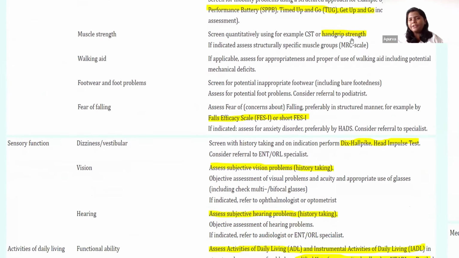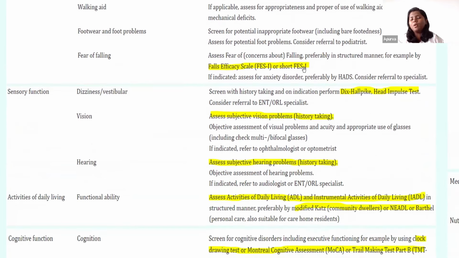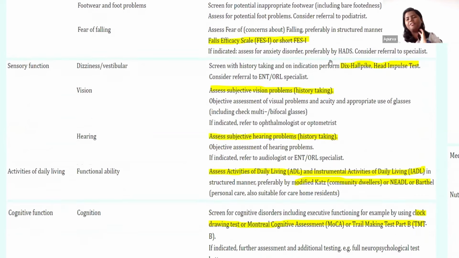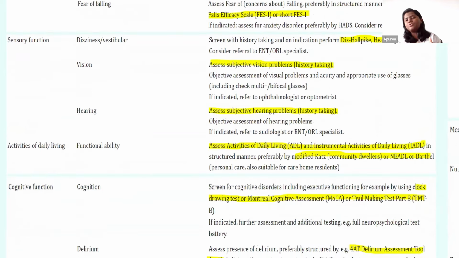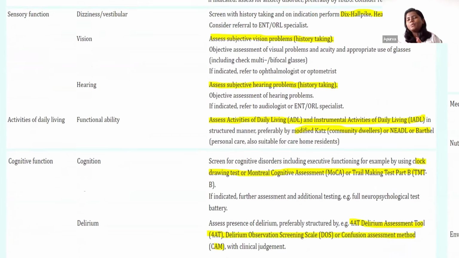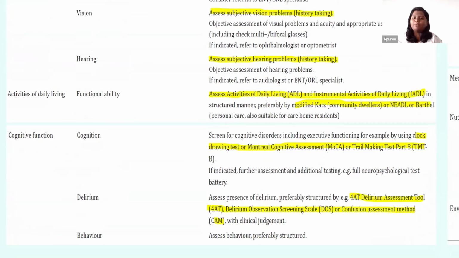Muscle strength can be assessed with hand grip strength assessment. Fear of falling should be assessed with the FES scale. Any issues with the vestibular system should be assessed via the Dix-Hallpike maneuver. Vision problems should be assessed with detailed history taking. Hearing problems should also be assessed with detailed history taking and an adequate referral to an ophthalmologist or an audiologist or an ENT wherever necessary.